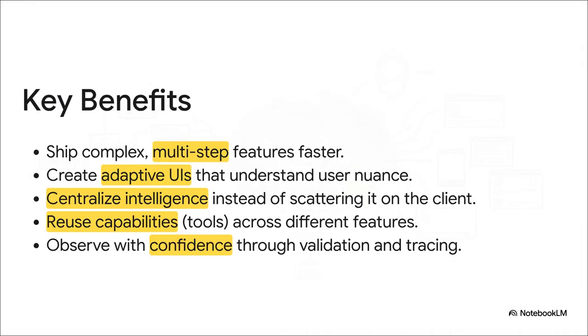So, let's just nail down the key benefits here. What do you actually get? Well, for starters, you can ship complex, multi-step features way faster. You can create UIs that actually feel smart because they understand nuance and adapt to what the user is trying to do. You get to centralize your business logic instead of smearing it all over the client. You get this incredible leverage from reusing your tools across different features. And maybe best of all, you gain real confidence because you have built-in validation and observability that tells you exactly what the system decided to do and why.